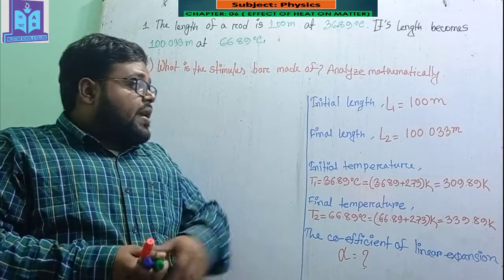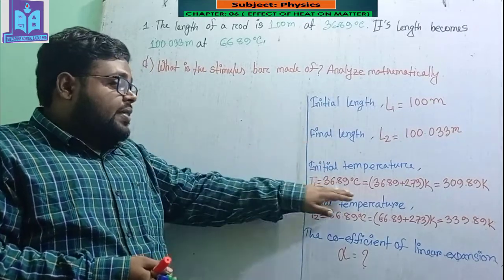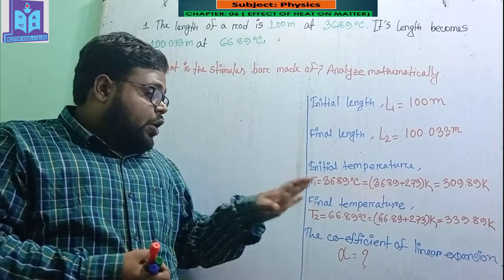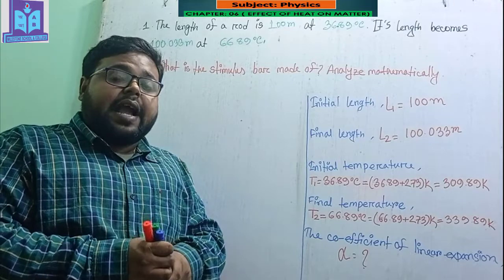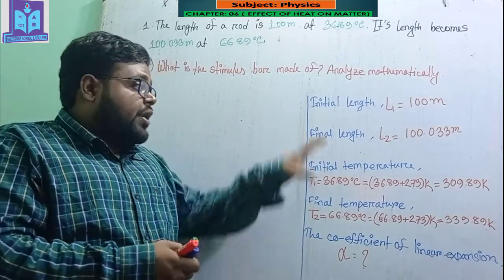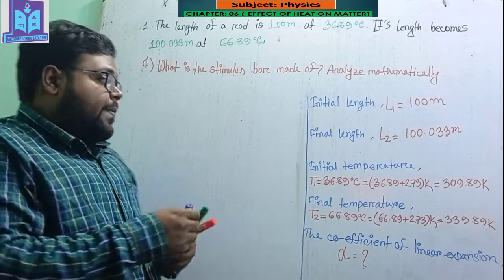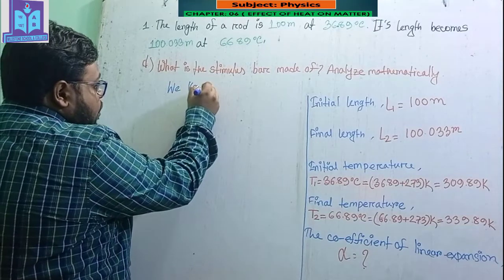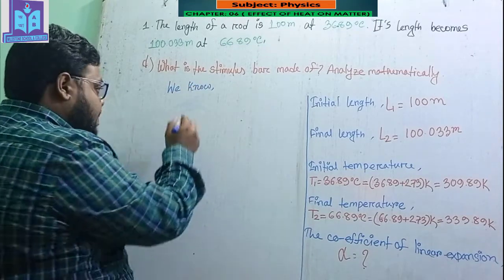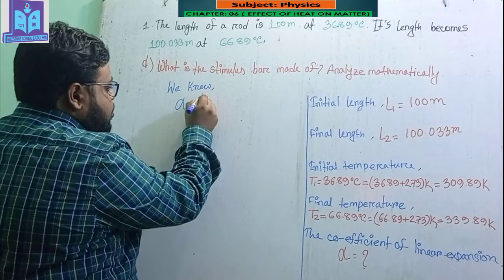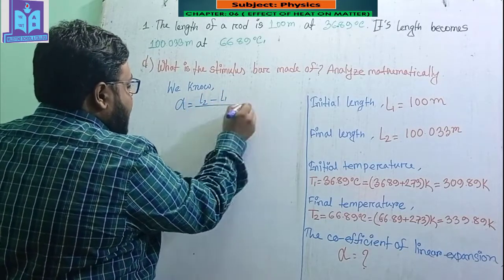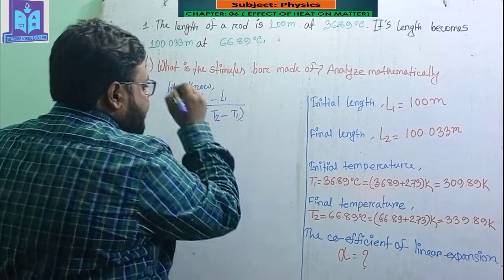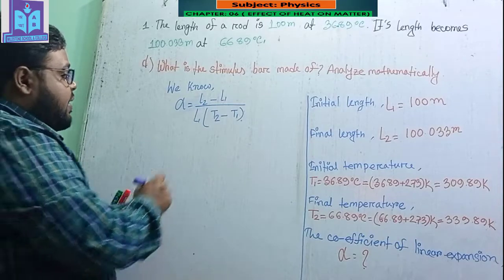Dear student, by using initial length, final length, initial temperature, and final temperature, I have to find out the coefficient of linear expansion. Do you know what is the relation between all of these values? Here we know that the coefficient of linear expansion alpha equals L2 minus L1 divided by L1 into T2 minus T1.